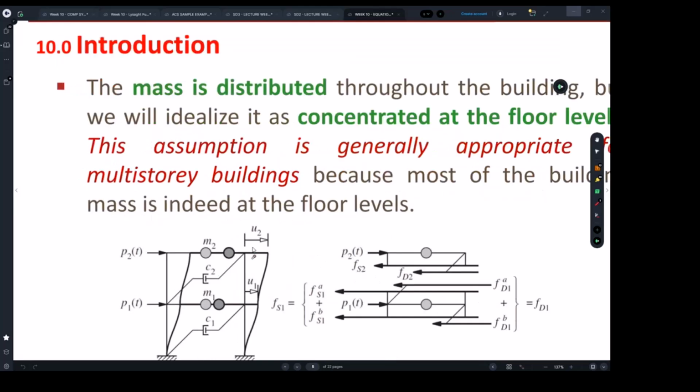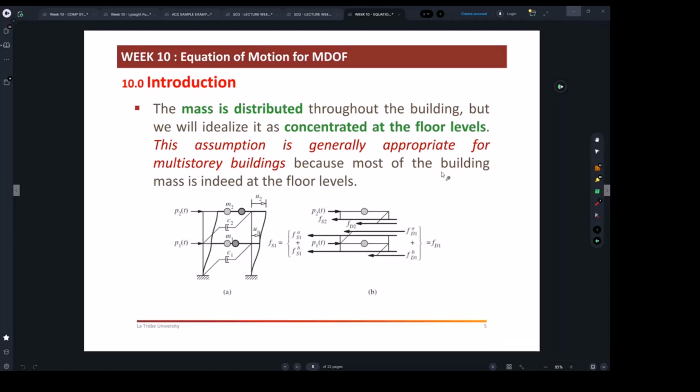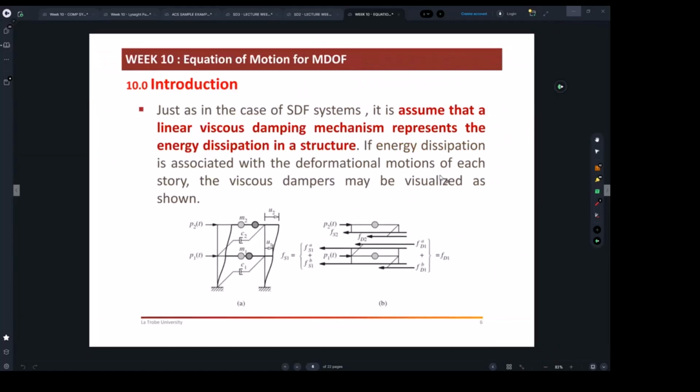For example, because we consider the floor as one piece, we can lump it or idealize it as a concentrated mass in the middle. And this is typically appropriate for multi-degree of freedom buildings or multi-story buildings. So going forward, same thing.